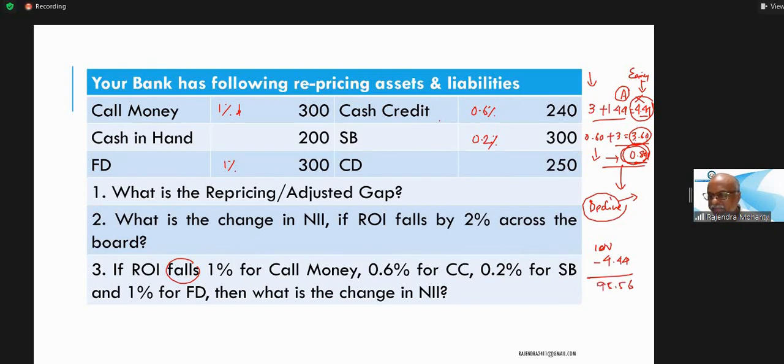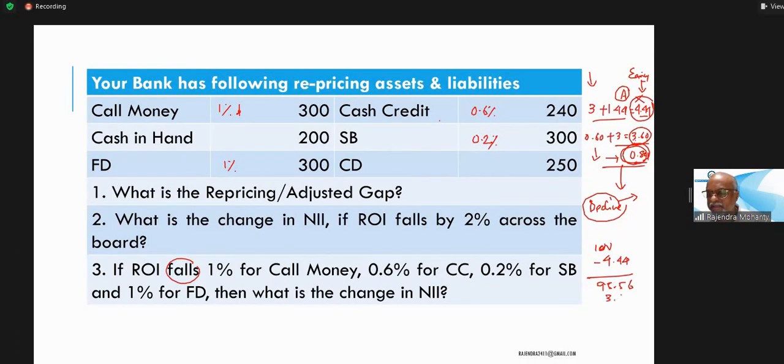Now it becomes 95.56 and here saving 3 rupees 60 paisa. So you save 3 rupees 60 paisa, add this. So your NII was 100 rupees earlier, it has become 99.16. Difference is nothing but 0.84. Clear? Yes, sir. Clear. Simple thing.